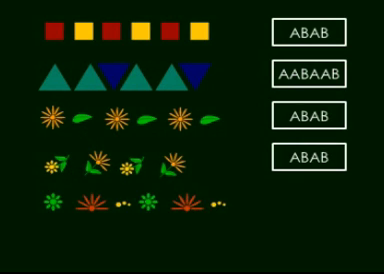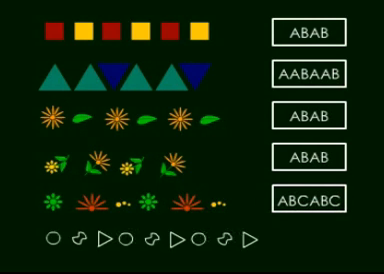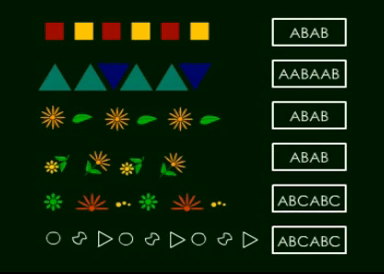See the next one. Green flower, red flower, yellow dots. Green flower, red flower, yellow dots. So it is ABC, ABC type pattern. Again it is next picture ABC, ABC type pattern.